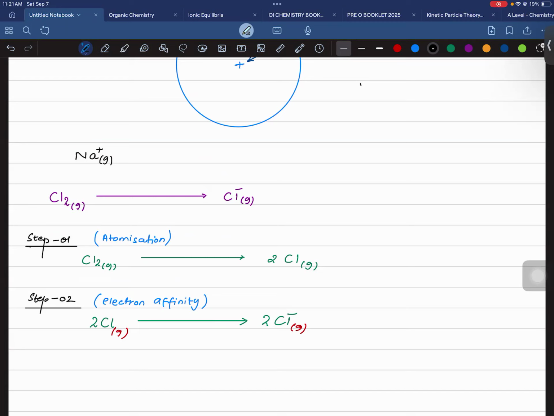And I told you the atomization is endothermic, but the thing is that we would be discussing the nature of electron affinity, because this may be exothermic and this may be endothermic. We would be discussing in detail, right?